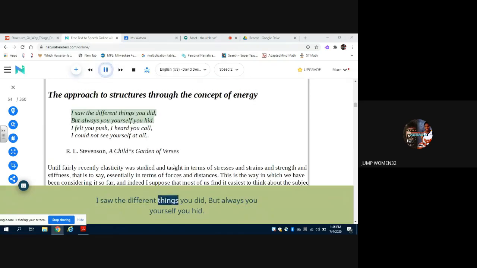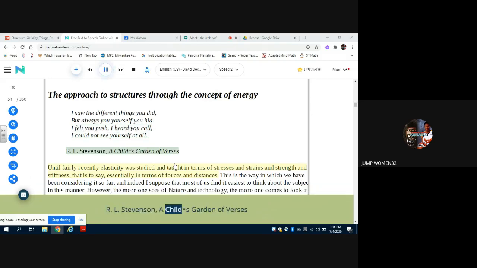I saw the different things you did, but always you yourself you hid. I felt you push, I heard you call, I could not see yourself at all. R. L. Stevenson, A Child's Garden of Verses.